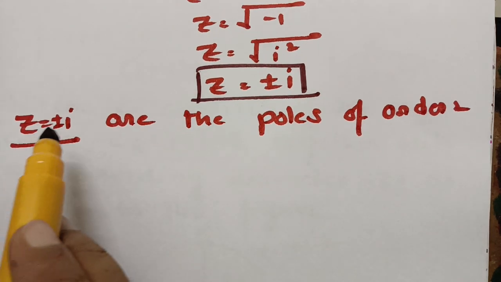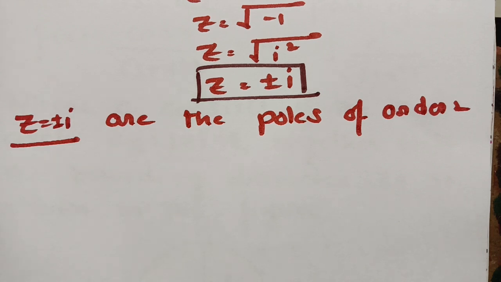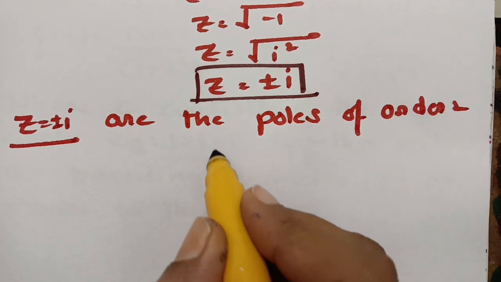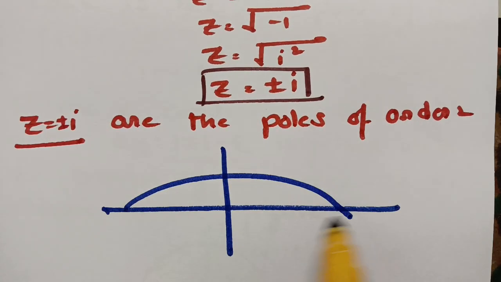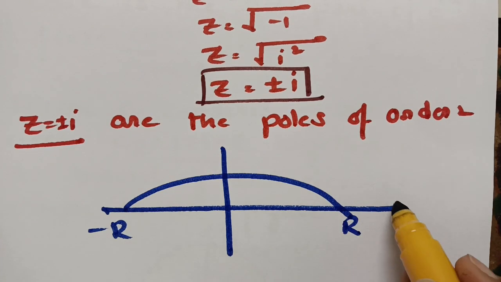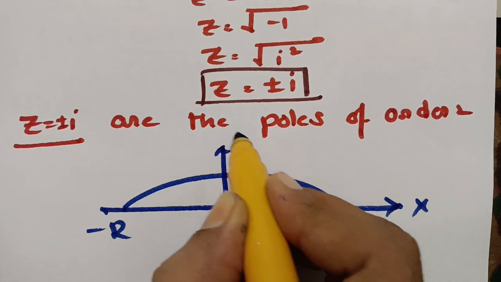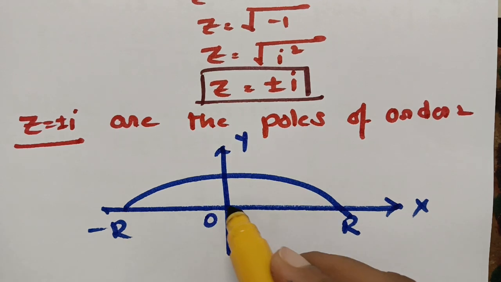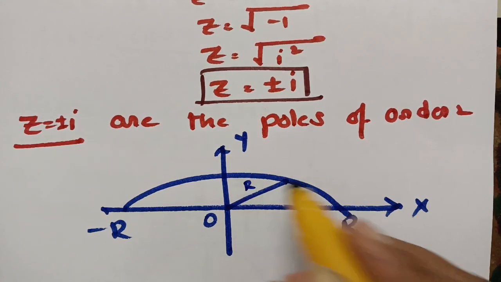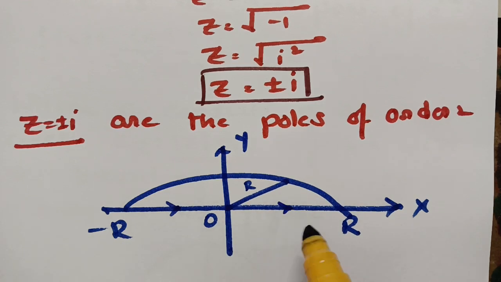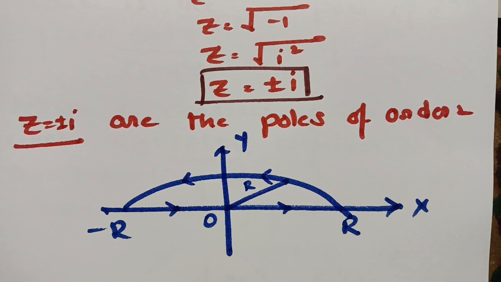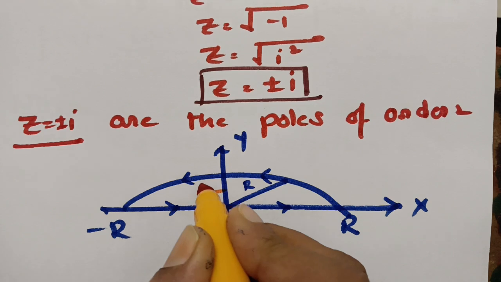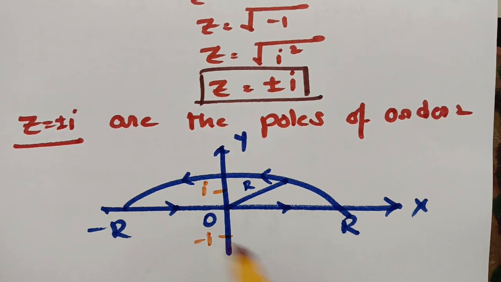Now we have to check whether these poles are inside or on the given contour. See here, this is the given contour. This is from minus R to plus R, so this is the real axis, this is y and this is 0. This is the semicircle with center 0 and radius R. So the contour is along this real axis and the semicircle. Now within this one, plus i will be here and minus i will be here.